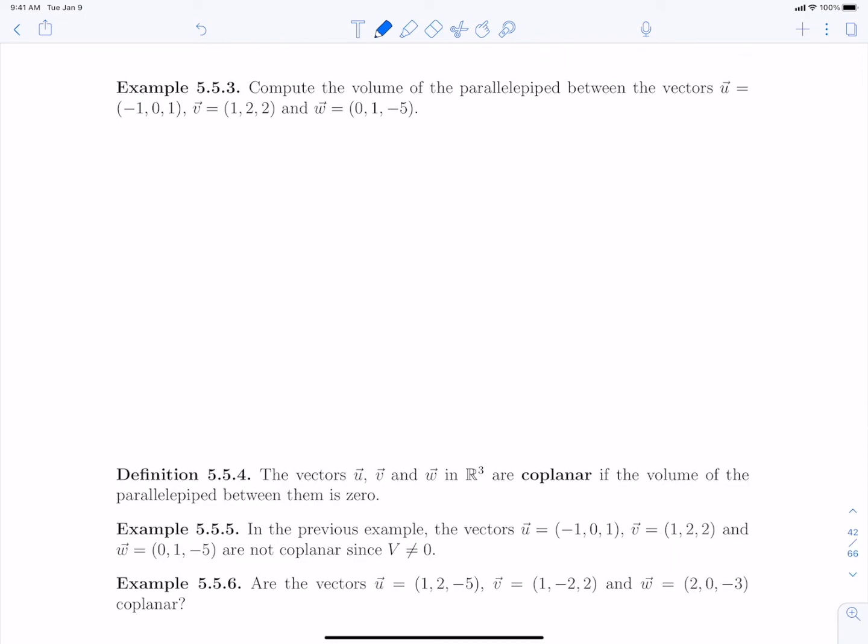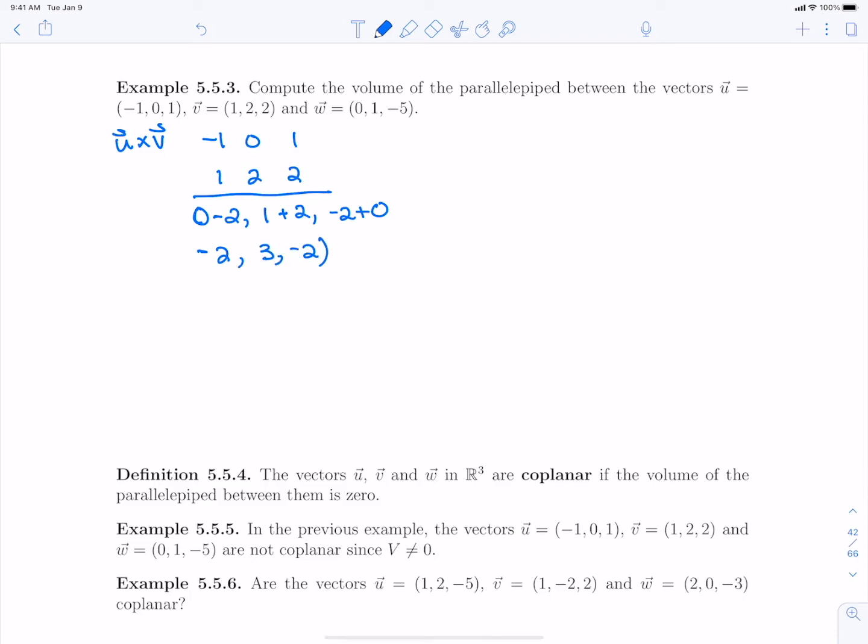Well, let's look at an example here. It's asking us to compute the volume of the parallelepiped. Okay, well, I'm going to start by finding U cross V. So I'm going to line them up: -1, 0, 1, 1, 2, 2. I'll get 0 times 2 minus 2 for the first component, 1 plus 2 for the second component, and -2 plus 0 for the third. So -2, 3, and -2.